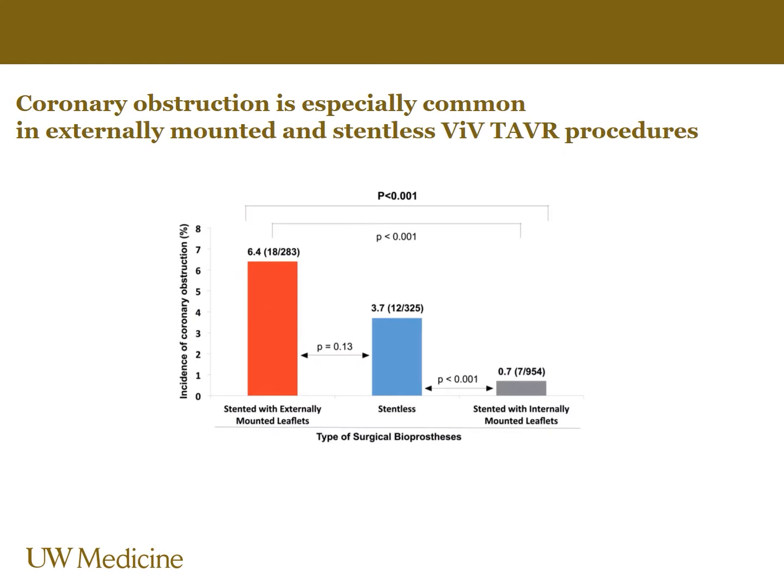When looking at the different valves and the potential for coronary obstructions, the stented with externally mounted leaflets seem to have the highest incidence, followed by the stentless valves, and then followed by the stented with internally mounted leaflets. You can see thus that there are different types of bioprosthetics which could create a variety of different situations.